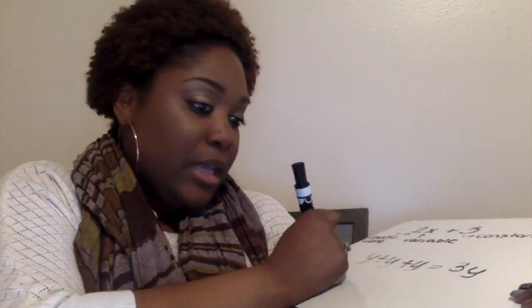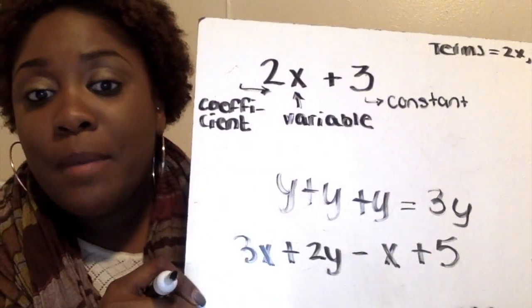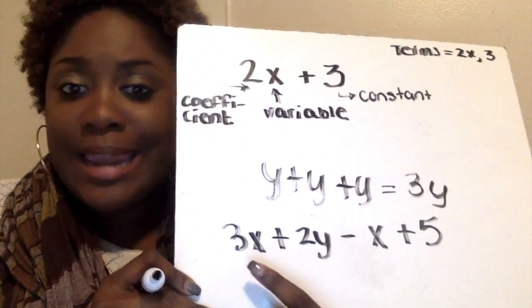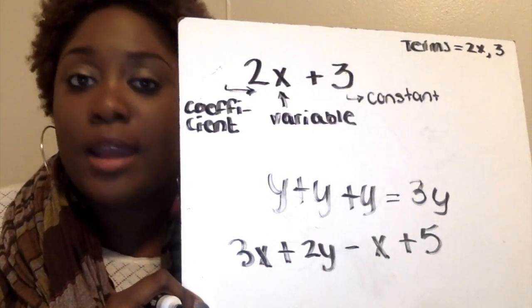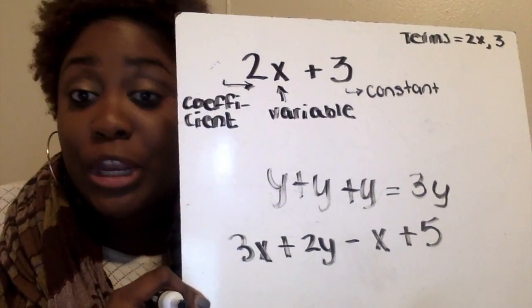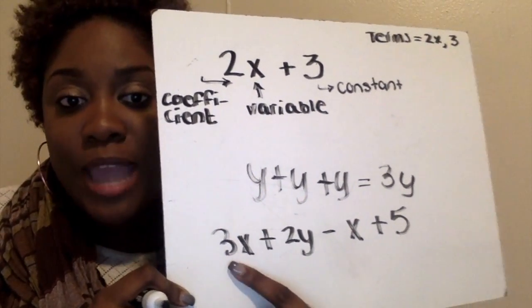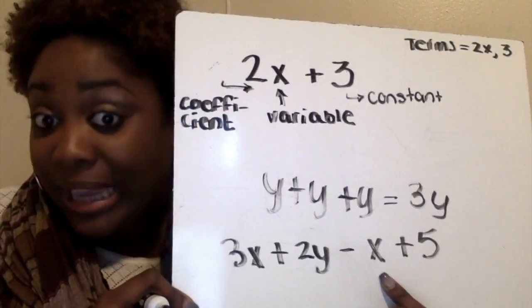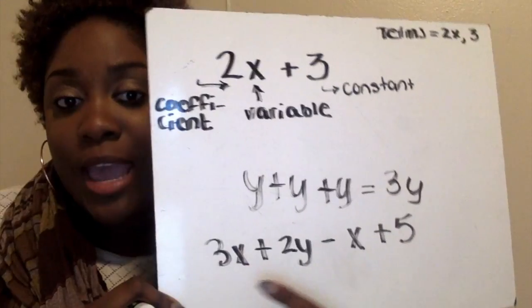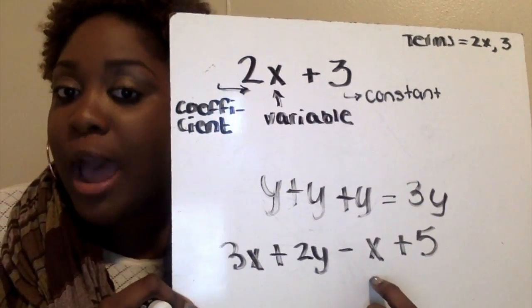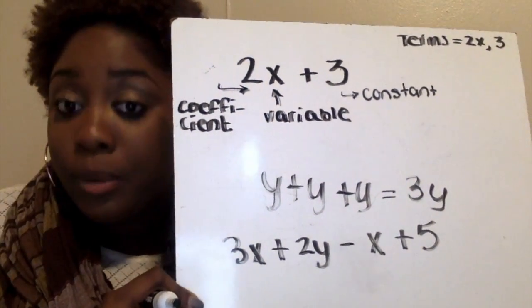So if I were to keep going, if I have 3x plus 2y minus x plus 5. Remember, if I'm combining like terms, can I combine this 3x and this 2y? No, I cannot, because they do not have the same variable. They cannot be combined. Don't try it, okay? But this 3x and this x over here, I can. Now, the sign in front of this x is a minus sign. So what operation am I going to perform? I'm going to perform subtraction.